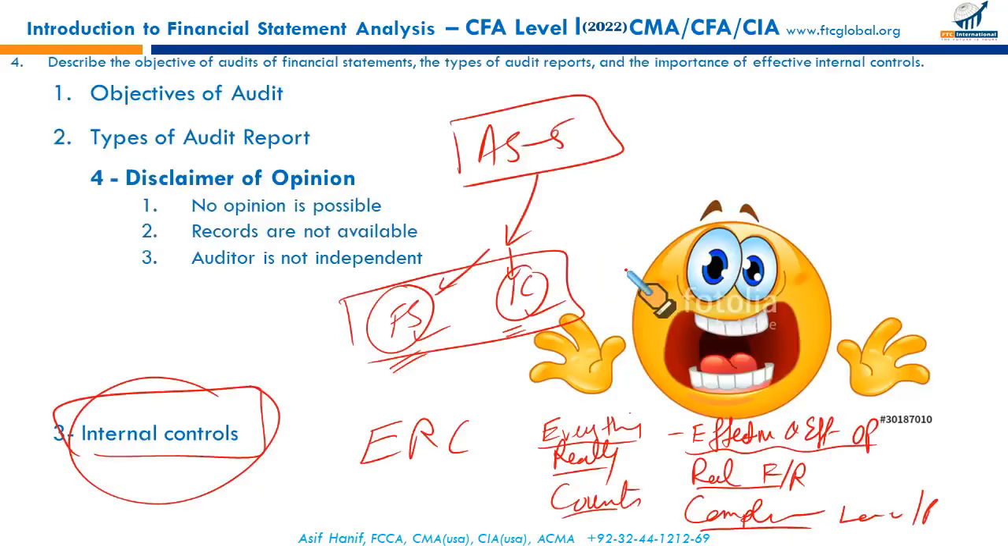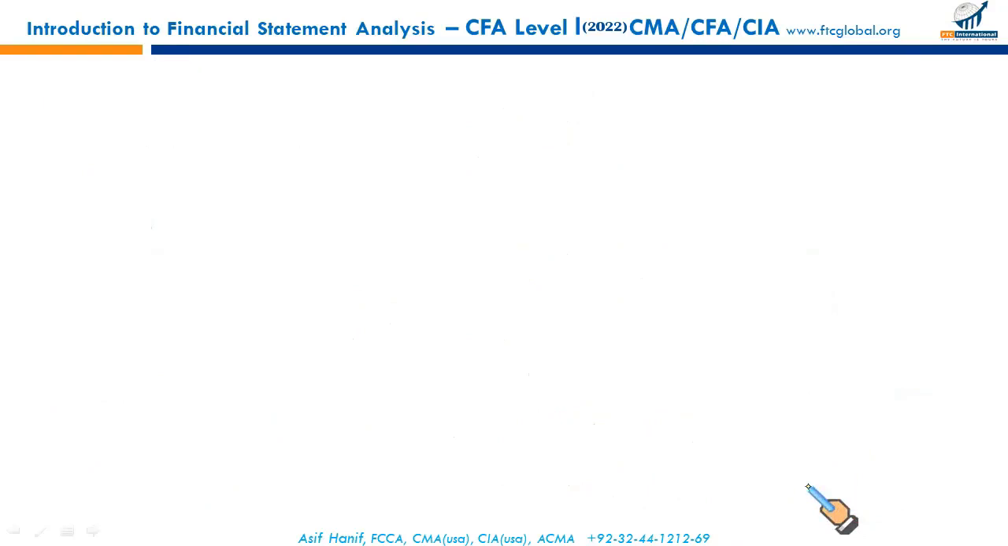What is internal control system? ERC: efficient, effective operations, reliability of financial reporting, and compliance with the laws and regulations. So that was your LOS 4.